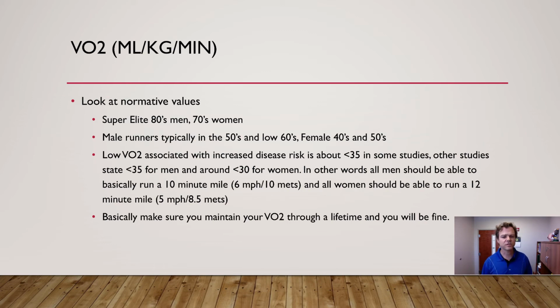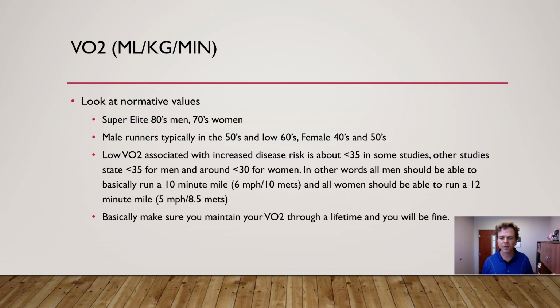Low VO2 is associated with increased risk of disease. Heart disease, there have been studies to show that less than 35 mLs per kg per minute, or 10 METs. Other studies will show less than 35 mLs per kg per minute for men and around 30 mLs per kg per minute for women. So in other words, for men, you should be able to run a 10-minute mile. Every male should be able to run a 10-minute mile.